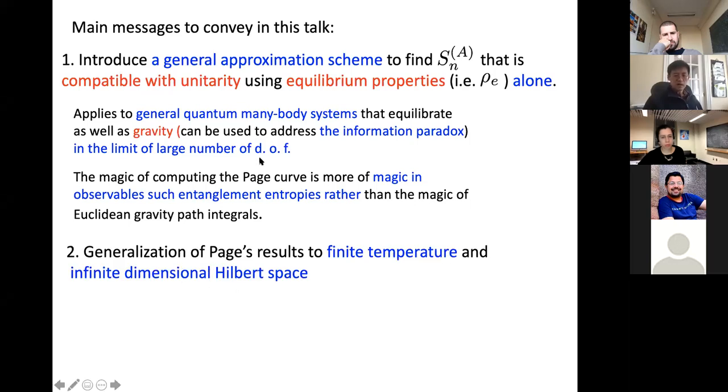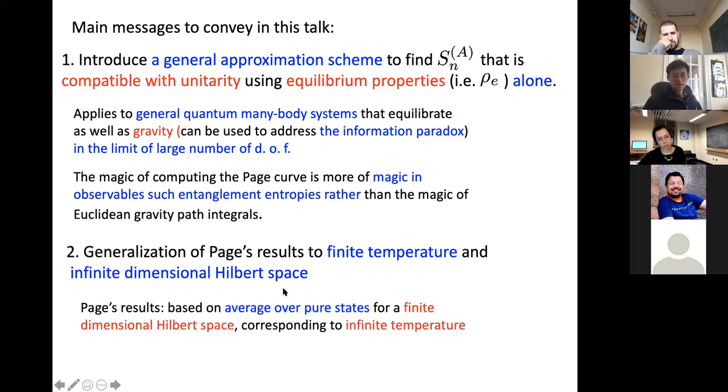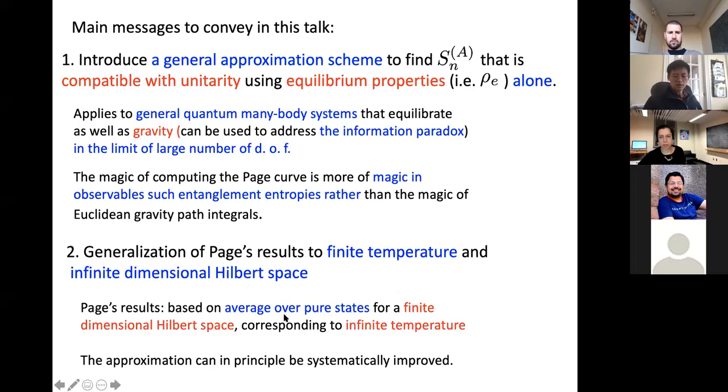And this approximation scheme generalizes the page result to finite temperature and also infinite dimensional Hilbert space. So recall that the page result was based on the average of the pure states for finite dimensional Hilbert space, which actually corresponds to infinite temperature, because you assume you can access every state in your Hilbert space. Okay, there are no energy constraints. And because the page result was obtained by averaging over the pure states, it's not something you can systematically improve. And so this approximation scheme can in principle be systematically improved to get more refined information about your system.